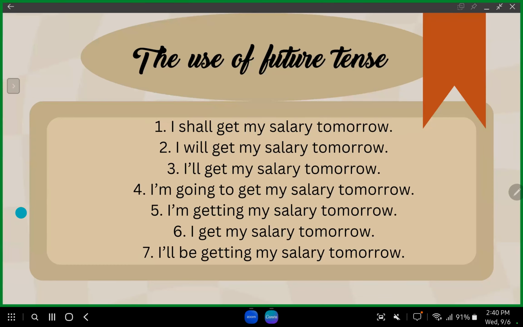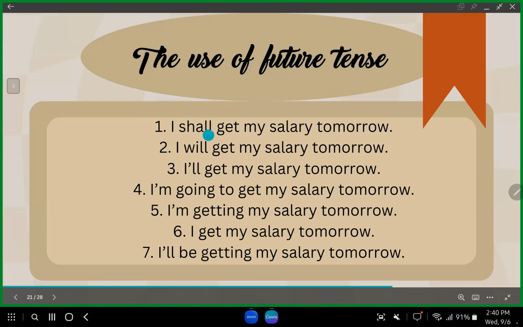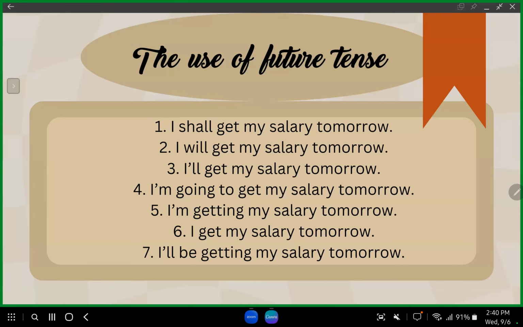So when we look at these sentences here, shall was only used once here and also here, unless you also want to say here. But we also see that you can use I with will.